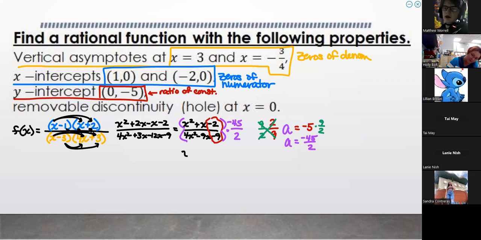So I'm going to distribute that to each piece. So now I have -45x squared minus 45x plus 90 over 8x squared minus 18x minus 18. Somebody grab your calculator real quick and divide these two and tell me what that ratio is. It's 90 divided by -18. -5. There's my y-intercept.